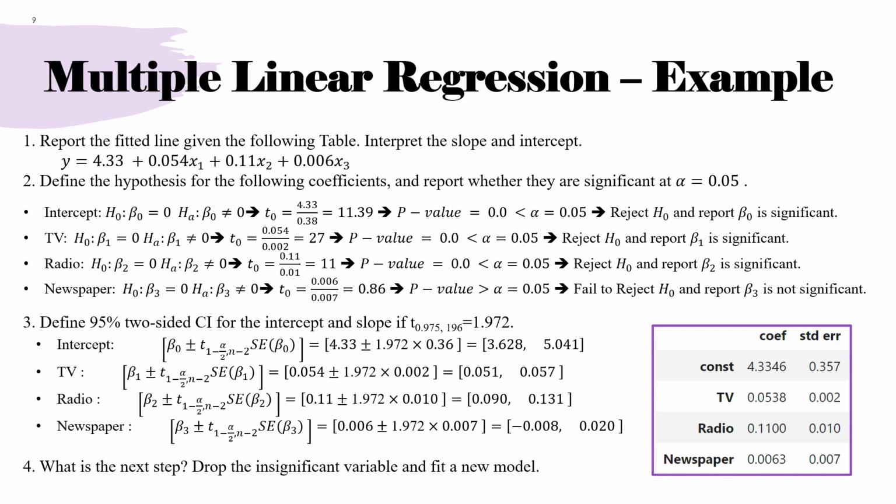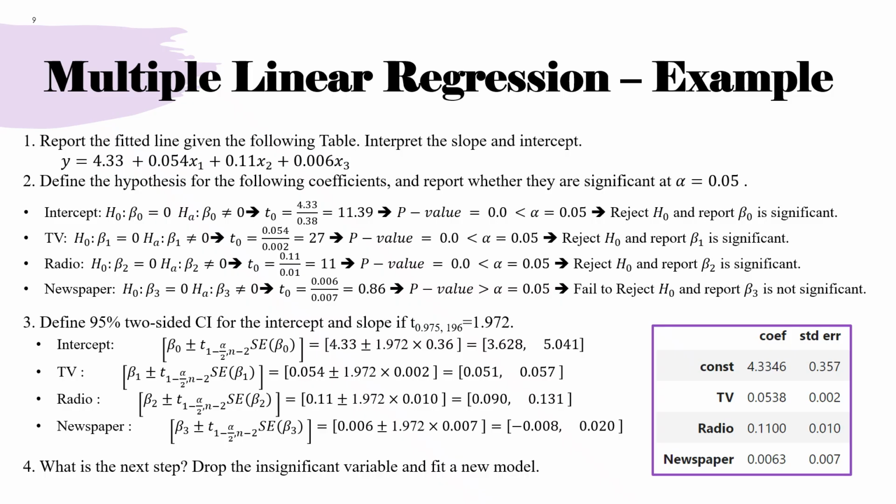Finally, for question 4, we observe that among the predictor variables, newspaper advertising is not statistically significant. Based on this result, a reasonable next step is to remove the insignificant variable and refit the regression model using only the significant predictors.